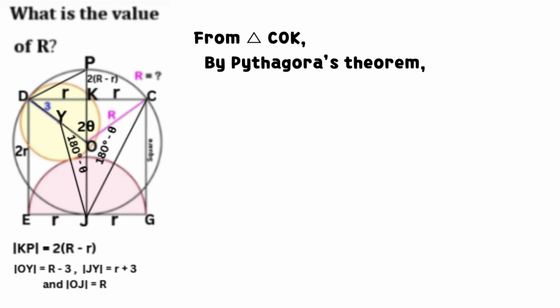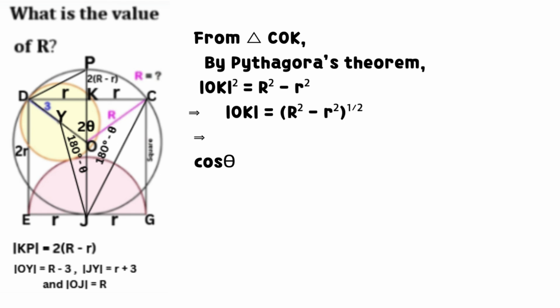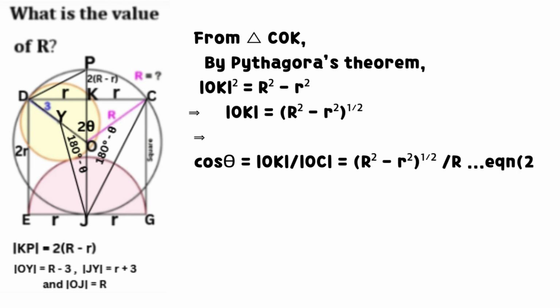From triangle COK, by Pythagoras' theorem, the square of line OK equals the square of r minus the square of small r. Take the square root of both sides of the equation. It means that line OK equals the square root of the square of r minus the square of small r. Hence, cosine theta equals OK divided by OC, which equals the square root of the square of r minus the square of small r, all divided by r. We call it equation 2.